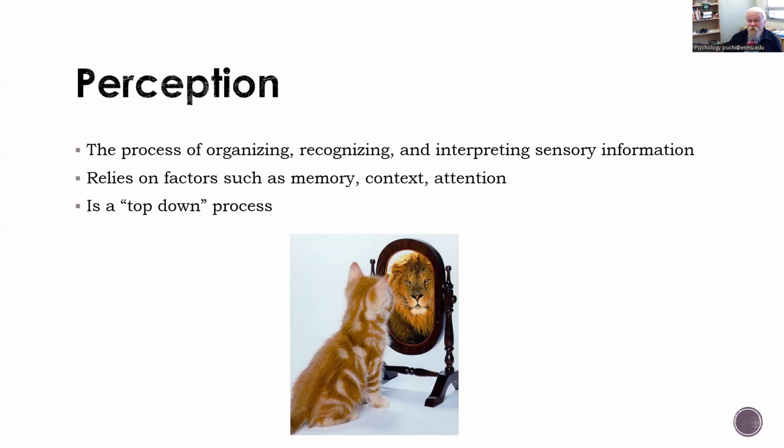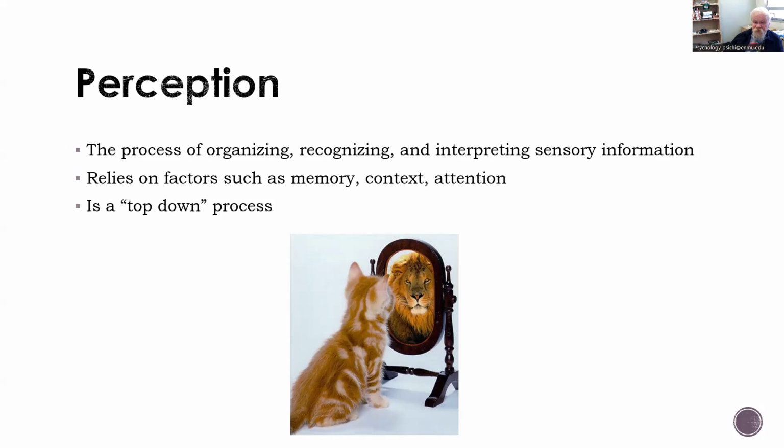We experience cyclical things that happen to us across our lives, and we're able to make sense of those things just based on our past experiences, okay? So perception is big on top-down processes where we make guesses about what we're seeing or hearing, okay? So perception is the process of organizing, recognizing, and interpreting the sensory information that we take in, okay?